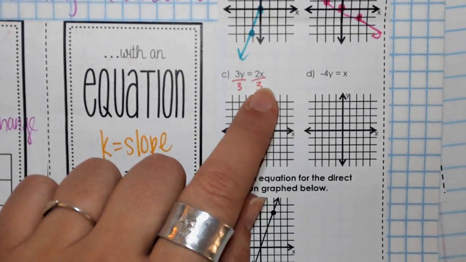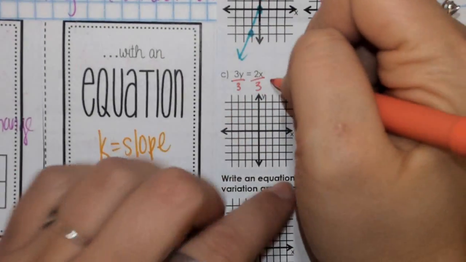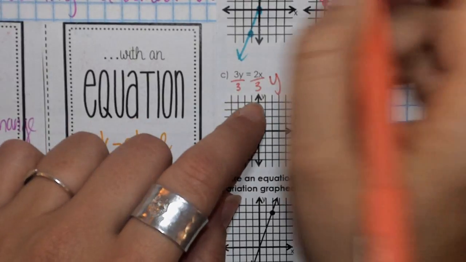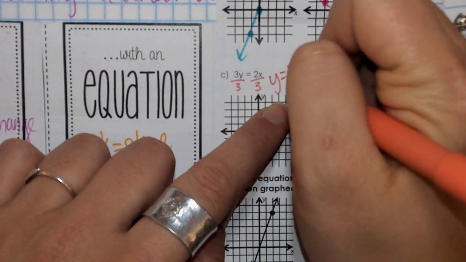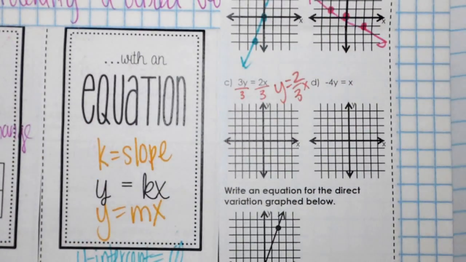Okay. Alright, so we divided by 3. Now remember, we leave it as a fraction. 2 divided by 3 is not a whole number, so it's 2/3 x.